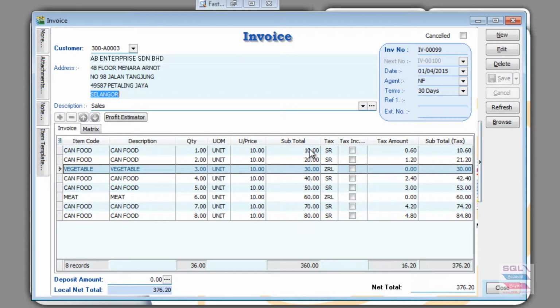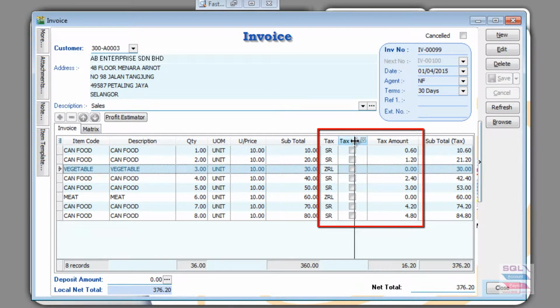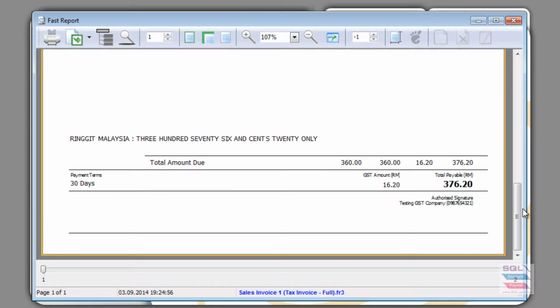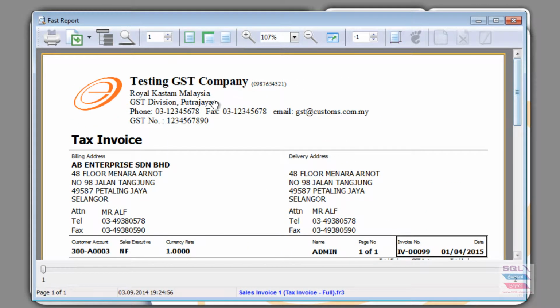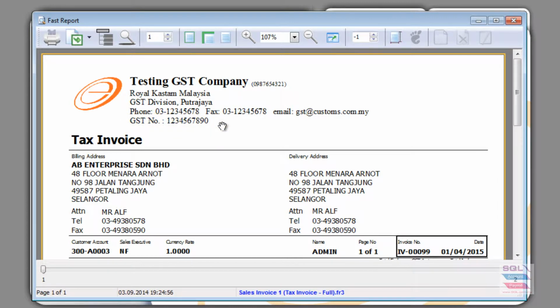Do pay attention that some items require standard rated tax and other items do not require GST because they are zero rated. So you have a mixed supplies situation in this particular full tax invoice. Therefore, when you preview or print your invoices, number one, it is compulsory to have a GST company number. This is a unique number, similar to your company registration number or even a personal IC. It is only unique to your company. One company, one number. So this is compulsory to have in your full tax invoice.